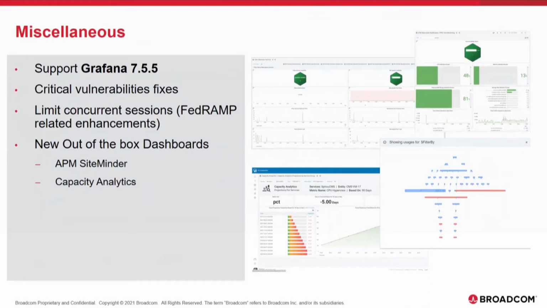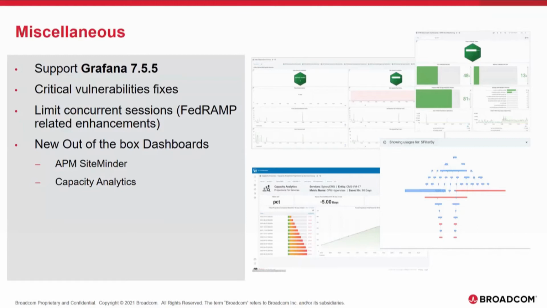In this version, and one of the reasons for that is the next bullet item, which is the critical vulnerability fixes. With the new versions of Grafana, a lot of high critical severities were present in 7.2, and with the new versions we were able to remove them. One of the big reasons for that, and other cool features it brought, is limiting the concurrent sessions. That was a FedRAMP-related enhancement, to be FedRAMP compliant on the path to that.